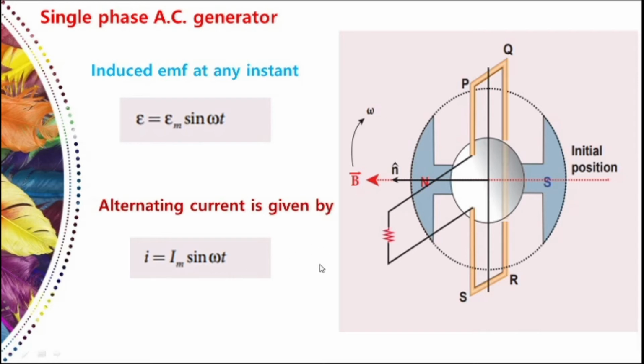And this is the picture showing the loop PQRS and the field magnet in its initial position. Do keep in mind here that the magnet is what will rotate. The field magnet is going to rotate. The coil is going to be stationary. Keep this in mind. So, this is a simplified version of an AC generator.